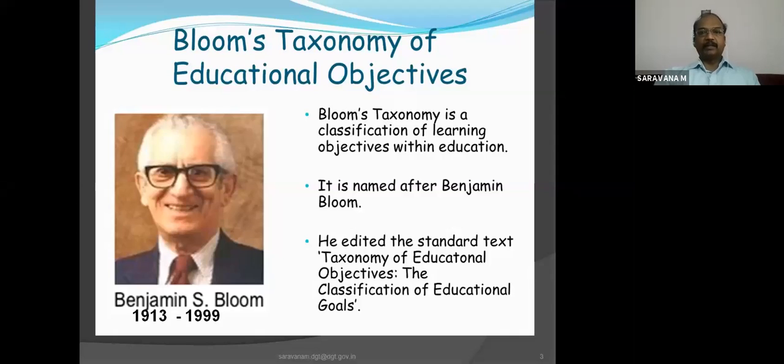He chaired one committee, called the Taxonomy of Educational Objectives Development Committee. Since he chaired that committee, this has been called by his name, that is Bloom's Taxonomy of Educational Objectives. This is the background. Bloom's taxonomy is a classification of learning objectives within education. See, these learning objectives are nothing but learning outcomes. Objectives, we have already discussed, are defined as intended outcomes. After completion of the theory class, or after completion of the practical demonstration, what the learners will be able to achieve, that is called an objective.